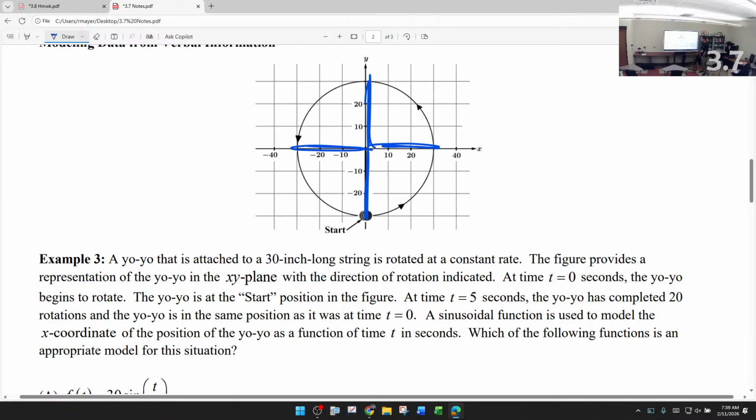At time equals 5 seconds, the yo-yo has completed 20 rotations. Holy cow, that yo-yo's getting it. Every 5 seconds, I'm going 20 rotations. That's kind of nice because every 1 second, I'm going 4 rotations. Right? 20 over 5, 4 over 1.